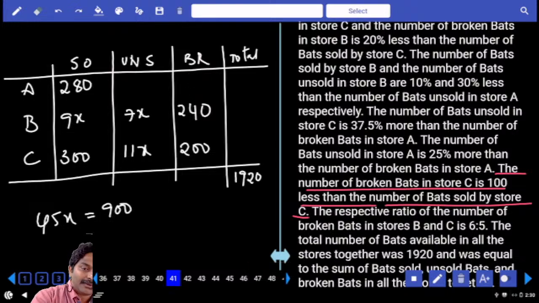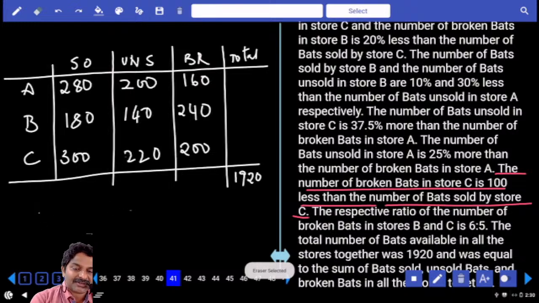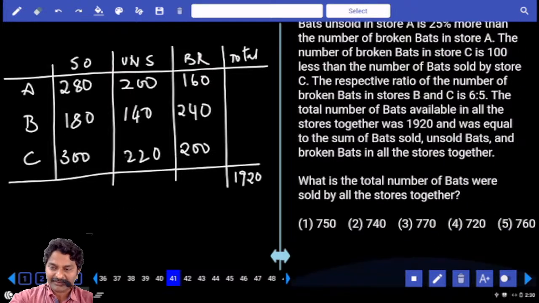200, 160, 180, 140, 180, 140, 220. Done, right? Yes, all the values are there. Now we can start questions.